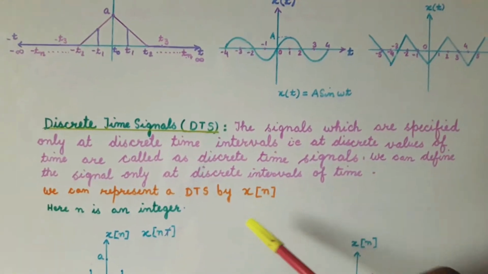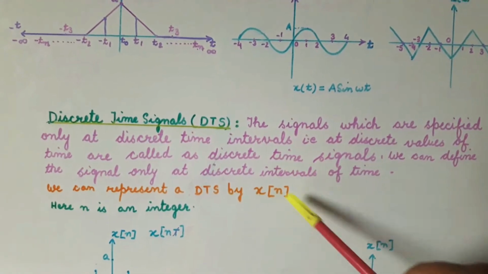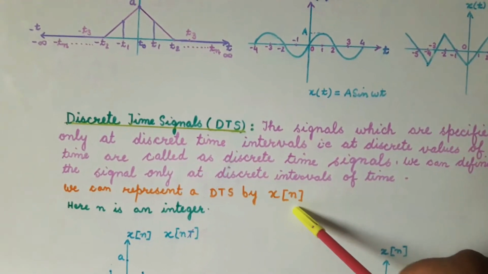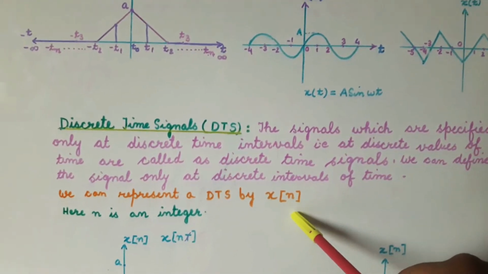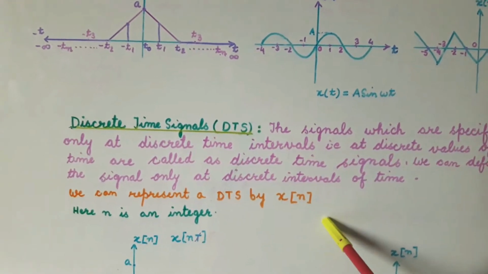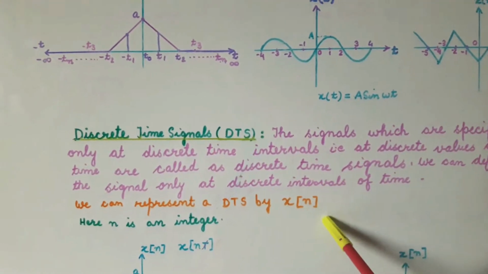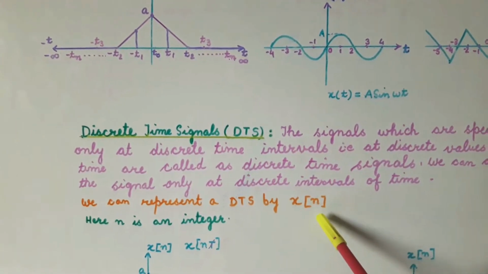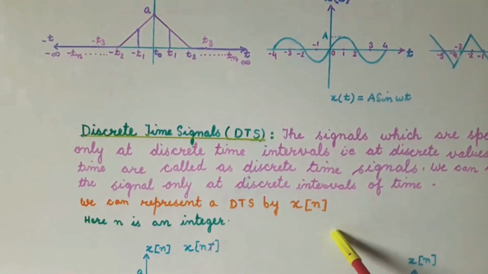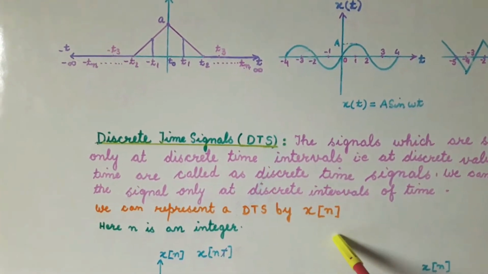And a discrete time signal is represented by small x within the square bracket small n. This small n is not time, but it is an integer. So this is the difference between the continuous time signal and the discrete time signals. That is, in discrete time signal we have square bracket in place of parenthesis, and in discrete time signal we have integer in place of time. So here the dependent variable is x and the independent variable is small n.